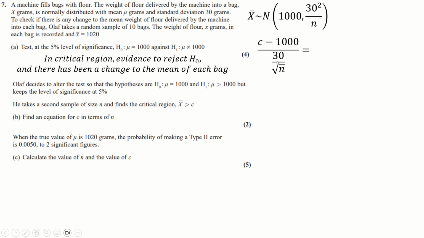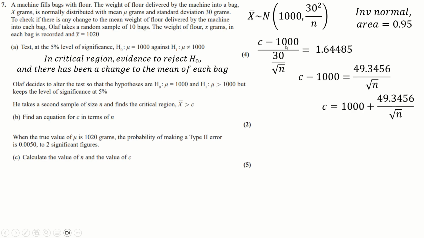But now I need to do 30 over root n on the bottom here. I'll do the same thing. So it's 5% this time, but it's one-tailed. And it's at the top of the distribution, because we're being bigger than this. So inverse normal 0.95 gets us to this value. If you multiply this over there, another 1000, you'll end up with this here. So, okay, that's the equation for C in terms of n.